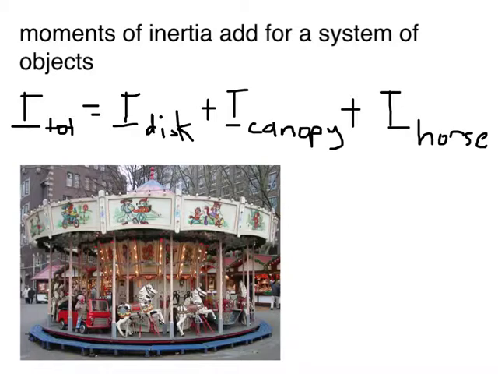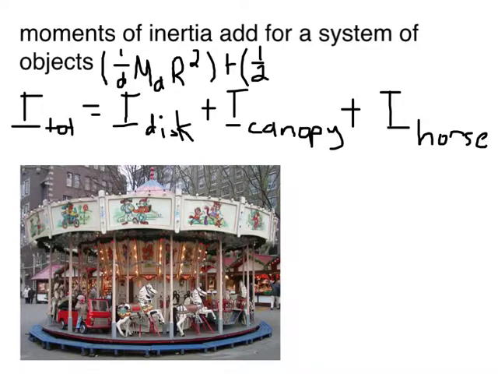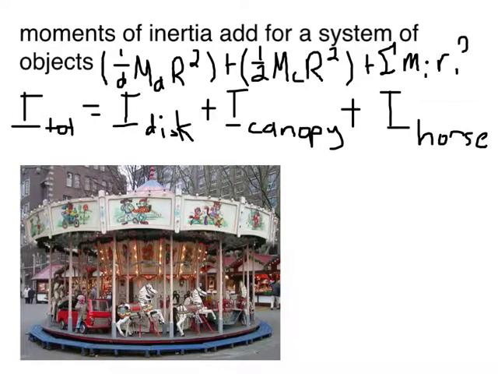So the disk and the canopy, likely they would have moments of inertia equal to 1/2 times the mass of the disk times the disk's radius squared. And then for the canopy, it would have a similar equation because it's a similar shape, like a disk. So the mass of the canopy times the radius of the canopy squared. And then for the horses, I would now add the sum of each horse's mass times its distance from the center of rotation squared.